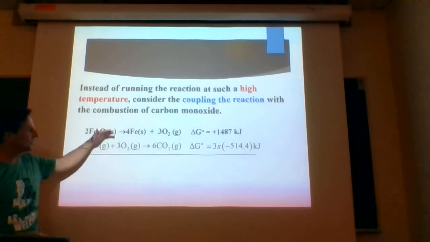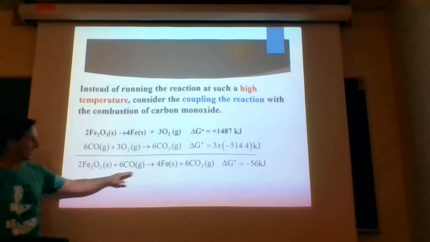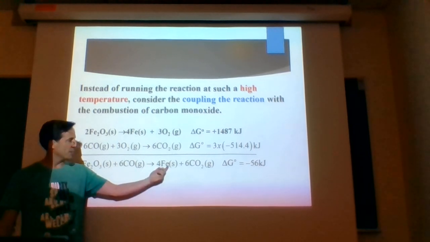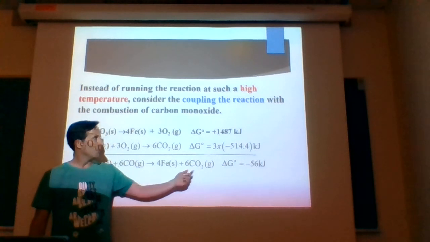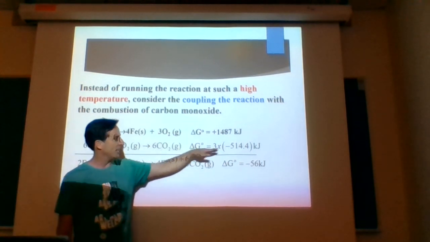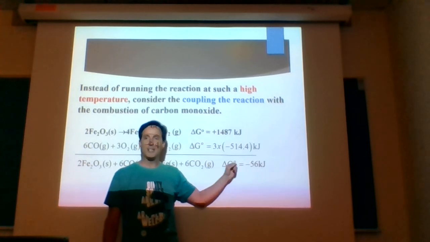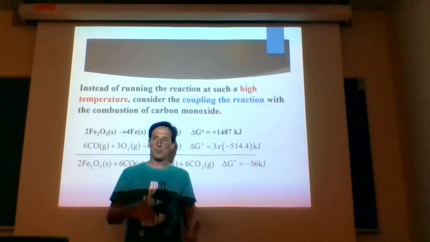But if I combine these two reactions, my overall reaction occurring is this. The iron oxide is getting reduced to iron, the carbon monoxide is being oxidized to CO2. One of them has a positive delta G, the other a negative delta G, but when I combine them together, my overall delta G value is negative. That's what I need in order to make this reaction happen.